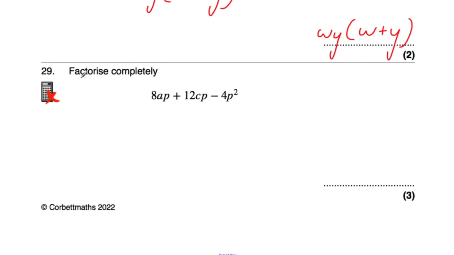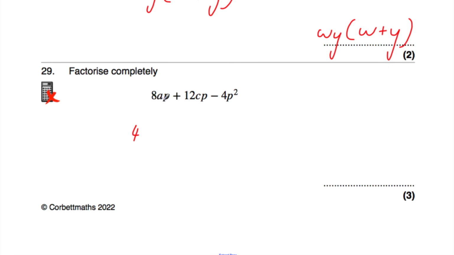So question number 29 says, factorise completely 8ap plus 12cp subtract 4p squared. So in terms of the numbers, we've got 8, 12 and 4. Well, I can see they're all divisible by 4. So let's take a 4 out. And then in terms of our letters, well, we've got a in this term, but we don't have an a in this term or this term, so we can't take an a out.